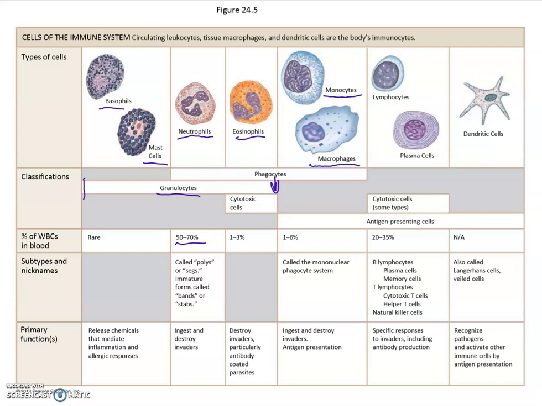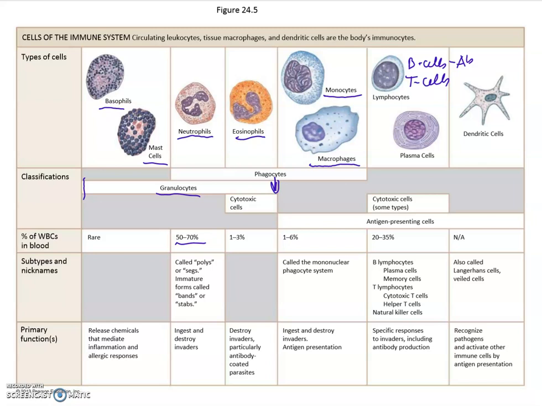Lymphocytes, they will differentiate into B cells and T cells. I'll write this up here again, B cells. And they, of course, make antibodies. And then T cells, therefore cell-mediated immune functions.